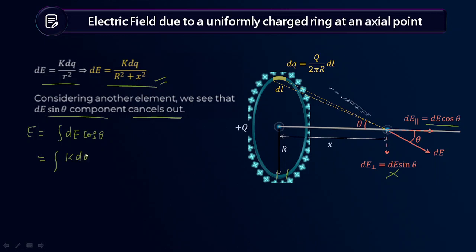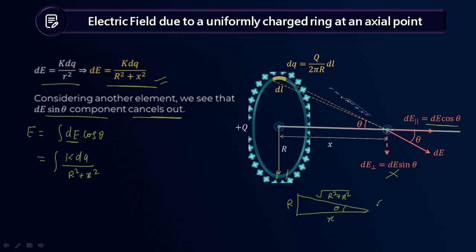K dq divided by r square plus x square. This is the part we have written. Now cos theta, from this triangle, if you consider, this length is how much? R. This length is how much? X. And this is our angle theta, and this length is how much? Root of r square plus x square.